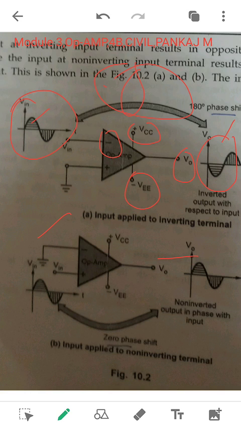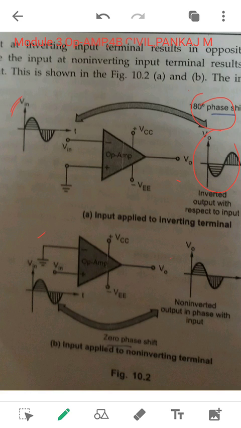You can see there is a 180-degree phase shift between the input signal with respect to the output signal, because we have connected the signal to the inverting terminal. Inverting means the output will be opposite to the input. So you can observe here in this figure, a 180-degree phase shift. Then it is called an inverting terminal. The input is applied to the inverting terminal.